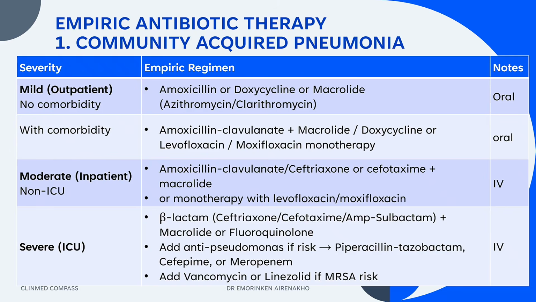If the patient has a risk for Pseudomonas infection, an anti-Pseudomonas agent is added like piperacillin tazobactam, cefepime, or meropenem. If there is a risk for methicillin-resistant Staph aureus, vancomycin or linezolid may be added.